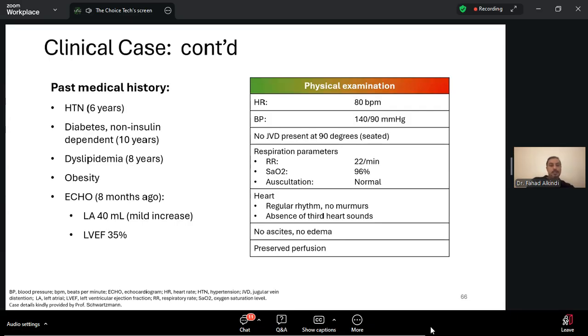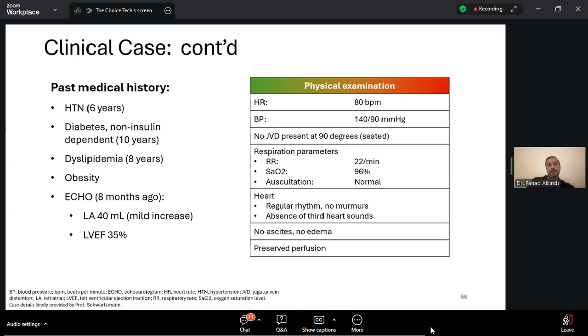So this patient's past medical history: she's hypertensive, she's diabetic, and for the last 10 years she's also dyslipidemic. She's obese, so you can see this is the typical profile of patients that we see in our area. She had an echo 8 months back, and she was found to have a low ejection fraction of 35%. Her heart rate is 80 beats per minute, with a blood pressure of 140 over 90.